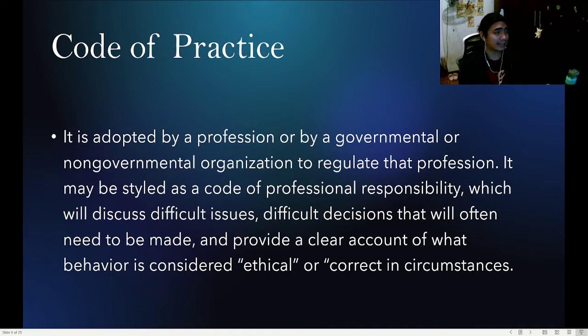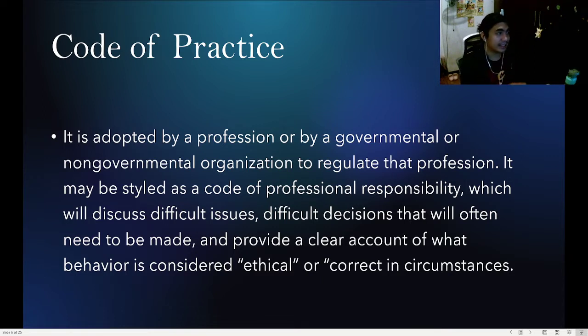And then the code of practice is quite similar, but it's different in a sense. Why? Because it's adopted by a profession or a governmental or non-governmental organization. Usually, a code of practice is provided when you are a professional, like, for example, a CPA, a doctor, an architect, or something like that.